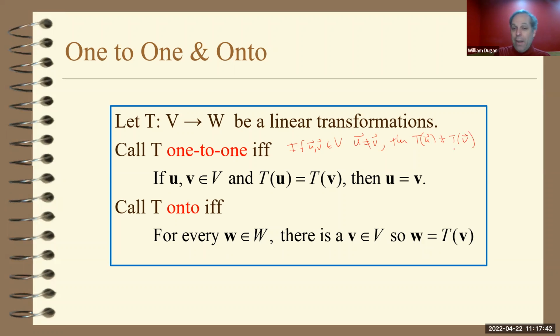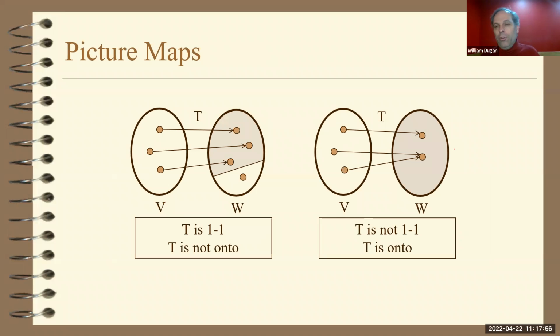One-to-oneness means that if the inputs are different, the outputs are different. In terms of graphs, and what you learned a long time ago in college algebra, that means a function passes the vertical line test. This is just the algebraic way to describe such a thing. You just need pictures to understand what these things mean.